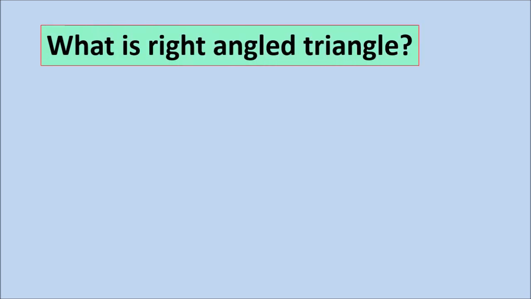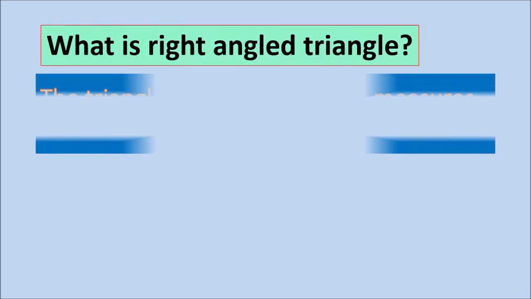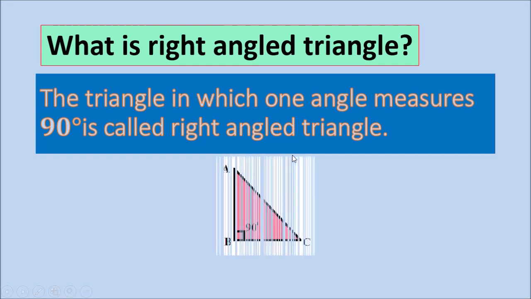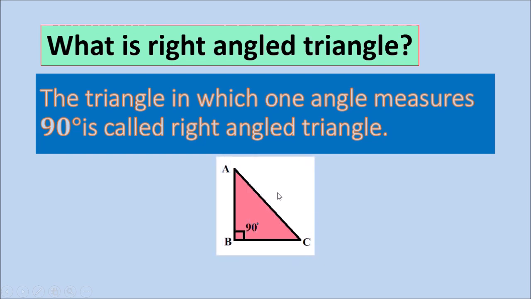Then what is a right angle triangle? The triangle in which one angle measures 90 degrees is called a right angled triangle. So here is a diagram. This is a triangle. You can see one of the angles is 90 degrees. So this is called a right angle triangle.